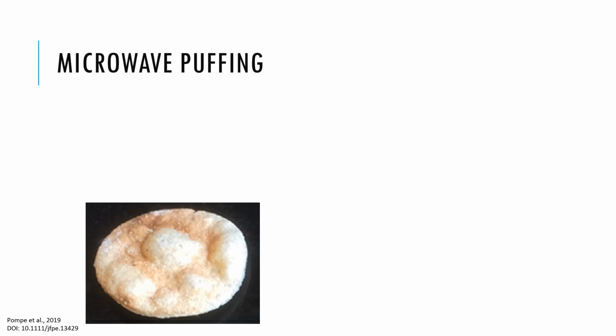Yet another example is microwave puffing that can be used to produce snacks without frying and therefore generally with less oil. So here is an example of a dough puffed in a home microwave oven. Details of this can be seen in this paper. So let's look at this process in detail first, and then we will see how it shares some of the physics with the rice puffing.